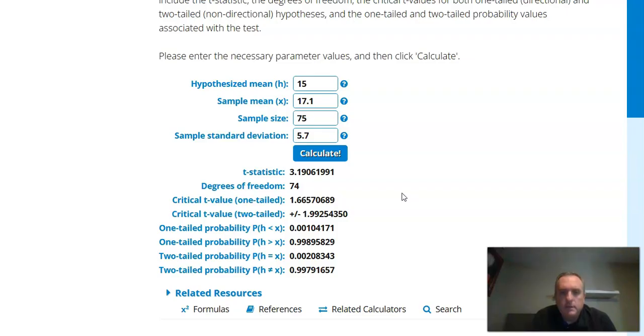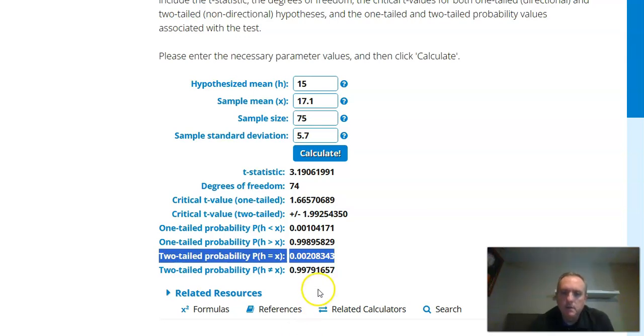All right, there's our t statistic. There's our critical values. Our one-tailed, two-tailed, and we want our two-tailed probability with the null hypothesis being that the mean is 15. So this is the one we want, 0.002, and then some more decimals. I'll just type that in. Now I want to switch back to my problem.